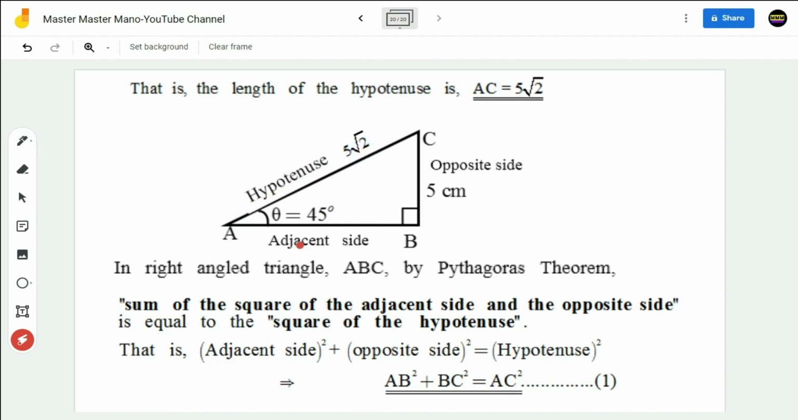We have to find the adjacent side AB by Pythagoras theorem. Pythagoras theorem states that the sum of the square of the adjacent side and the opposite side is equal to the square of the hypotenuse. That is, adjacent side square plus opposite side square equal to hypotenuse square. This can be written as AB square plus BC square equal to AC square, and this is given as equation 1.